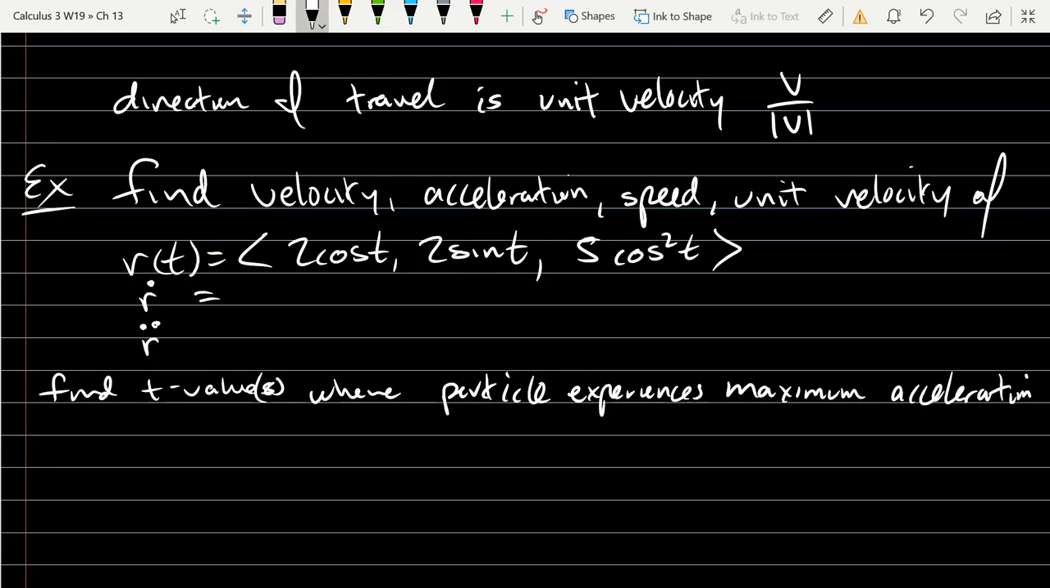So the first two things to compute are the two derivatives. When in doubt, take derivatives. That's true again in calculus class.